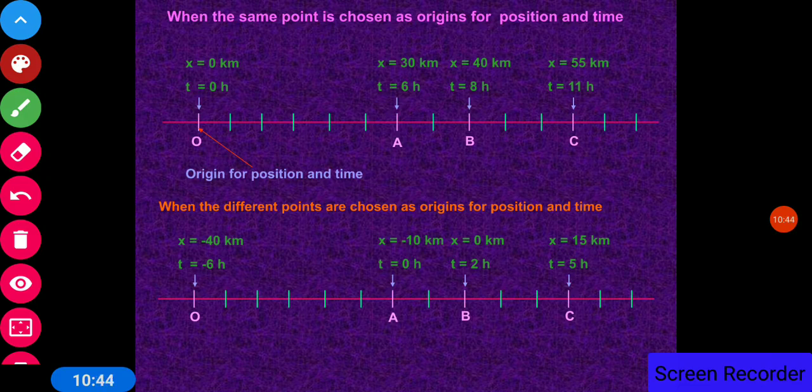That is, in the upper line, the distance between A and B is 10. Again, on the second line, the distance between A and B is minus 10 to 0, that is 10 kilometers. The difference between the time is 2 hours in the lower line, and in the above axis, again the difference between the time is 6 and 8, that is 2. So the distance or the difference between the 2 points does not change by changing the reference point. So here the origin for the time is at point A and the origin for position is at point B.